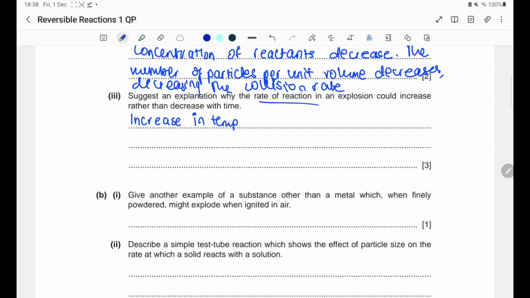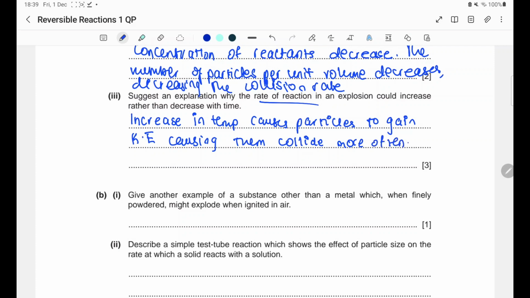Now, this is the collision theory behind the factor of increasing temperature. Increase in temperature causes particles to gain kinetic energy. This stands for kinetic energy when I'm answering. However, in your real paper, and in your mocks, make sure that you write kinetic energy completely. Causing them to collide more often.